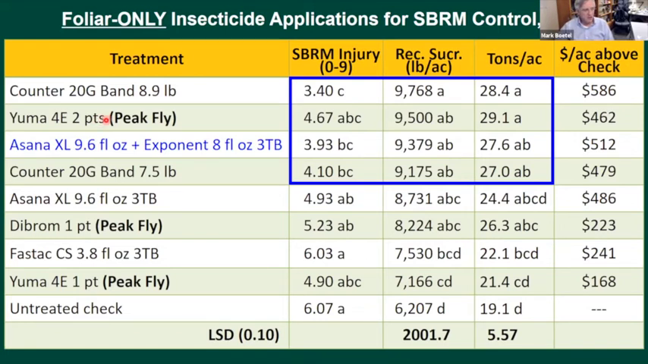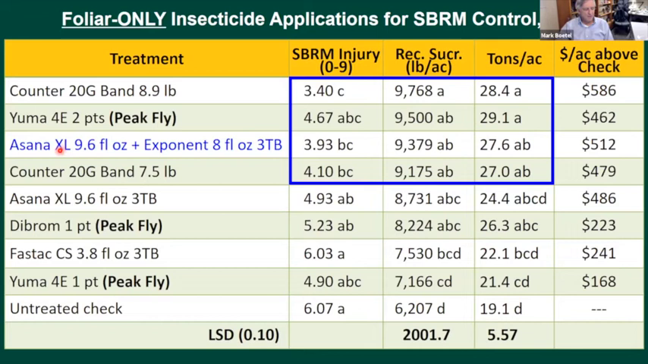This is essentially Lorsban 4E. There's no at-plant protection in these peak fly treatments. And then there's no post-emergence treatment, by the way, for the treatments that have a banded application. And so that was one finding that was surprising. Yuma at 2 pints looked very good. When we applied it at 1 pint, it didn't look quite so good. I mean, we were probably getting some help out of it, if you will, but it was not statistically different from the untreated check on any of the parameters that we measured.